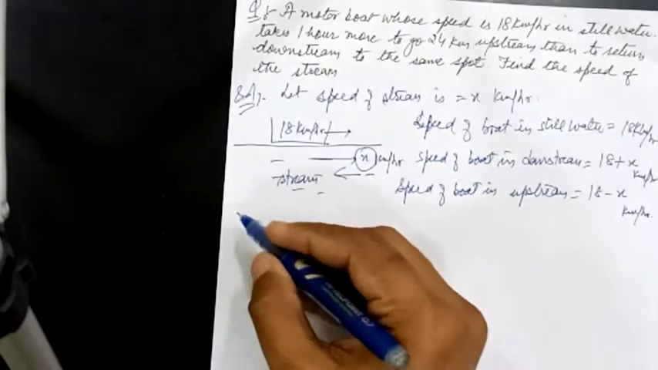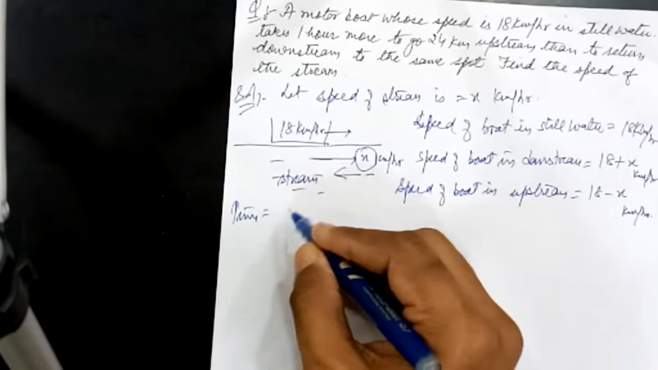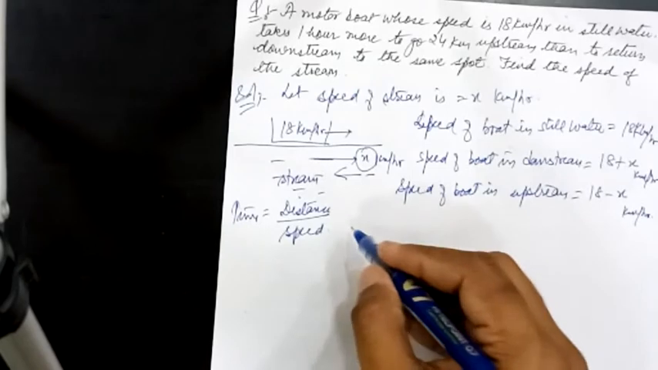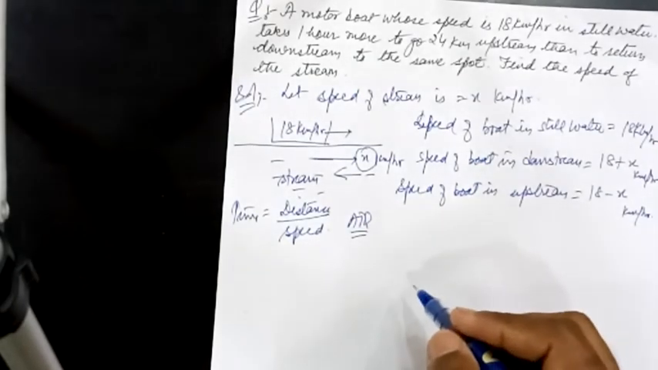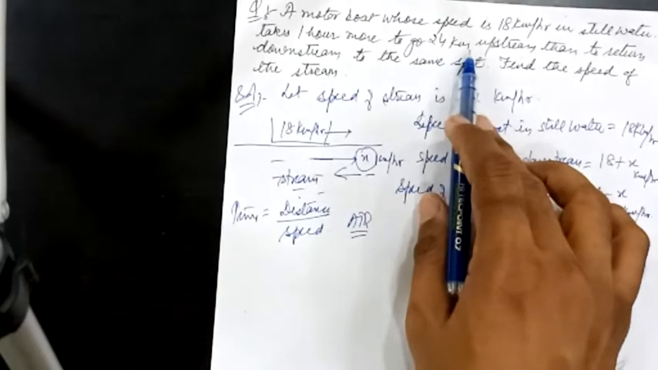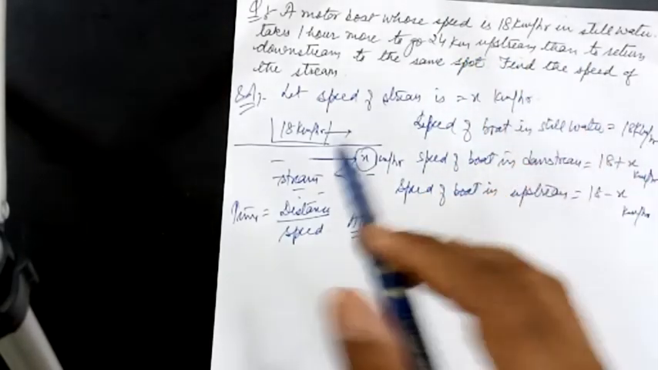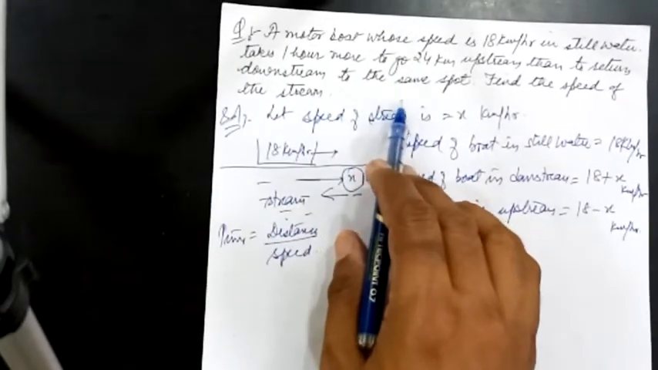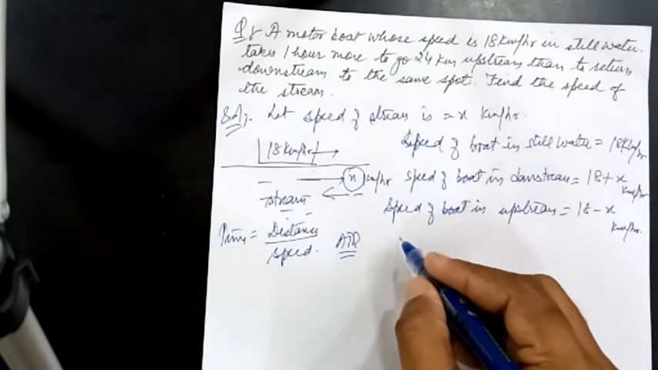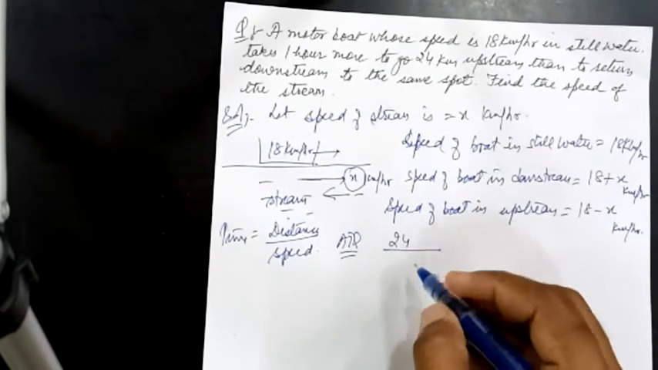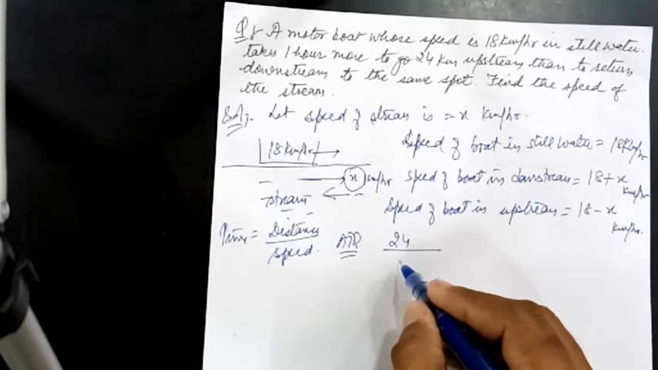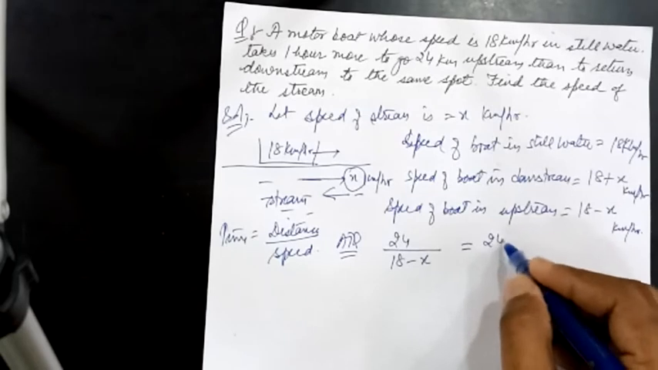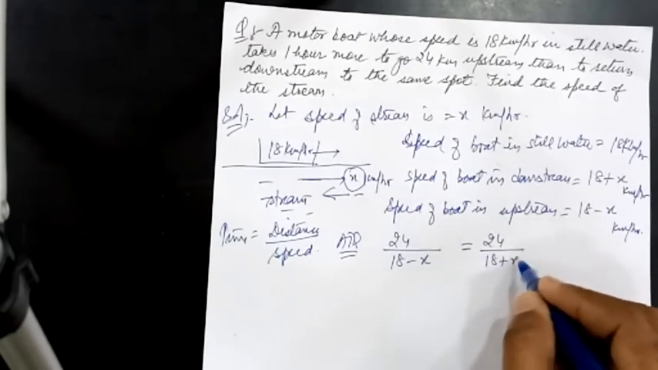Now come on to the question. The question is regarding the time here. You know the formula: time is equal to distance upon speed. According to the question, the distance is 24 kilometers upstream and the boat has to return to the same spot. So for upstream, time is distance upon speed, 24 upon 18 minus x. It will be equal to, let us suppose we are equalizing it, 24 upon 18 plus x.